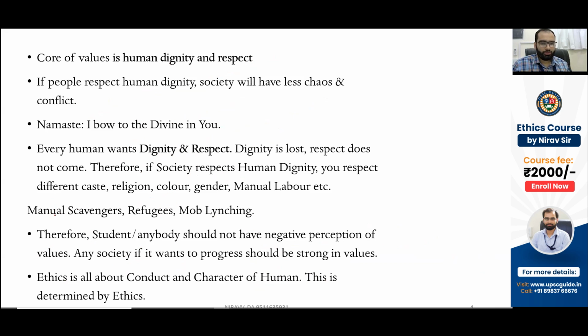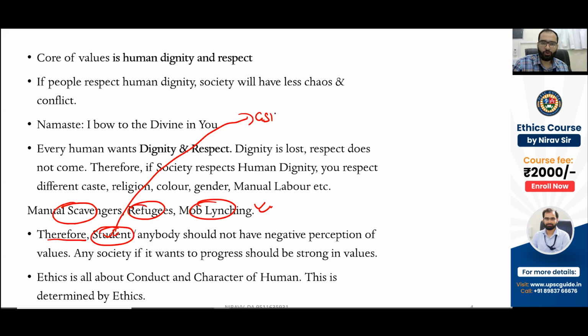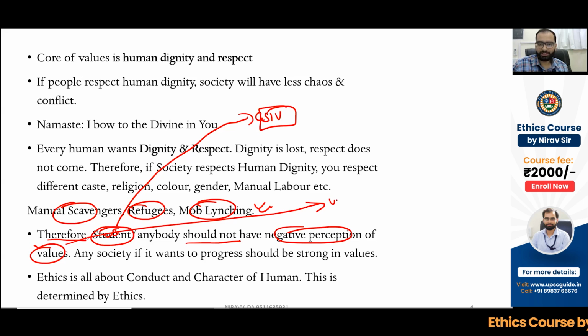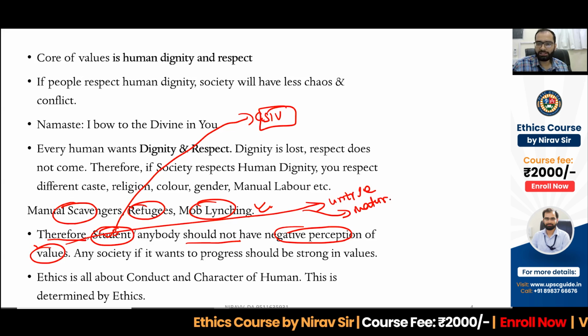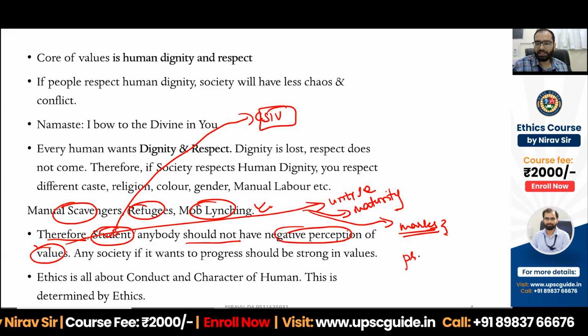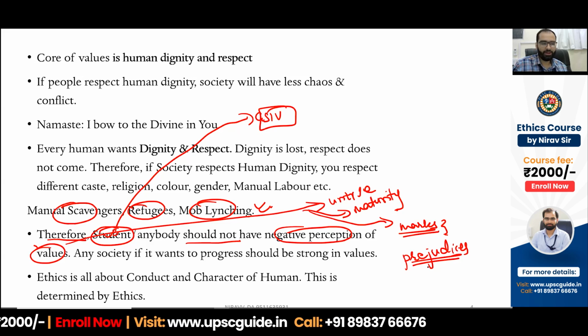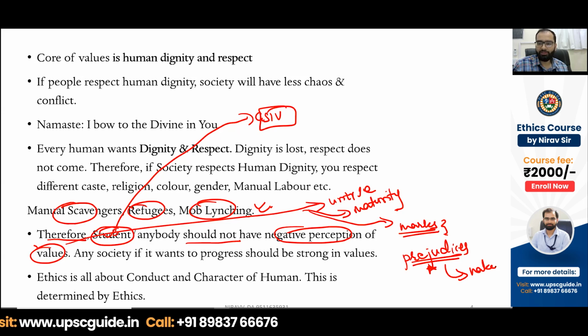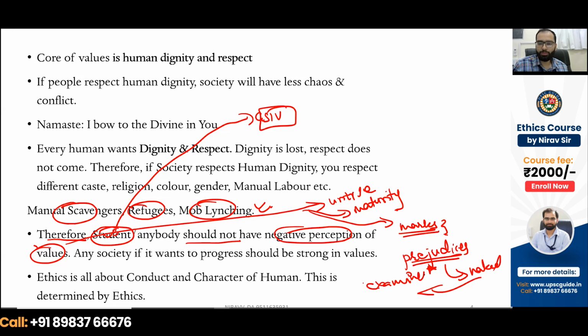So basically if we go ahead, then automatically the manual scavenger problem will go away, the refugee problem will go away, the mob lynching problem will go away. Therefore an aspirant, a student who is going to appear for GS4, should not have a negative perception of values. If they have, first of all that is untrue. Second, they don't then have the maturity to understand the larger context. Third, it will reflect in marks too, because all the prejudices which you have are going to become completely naked in front of the examiner, because you have to understand UPSC is not a fool.